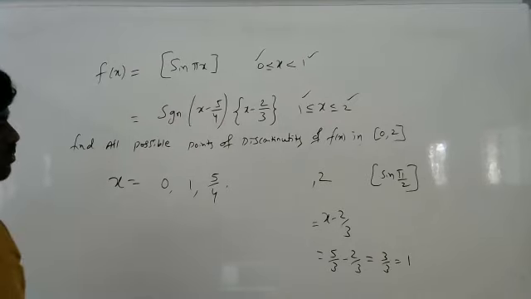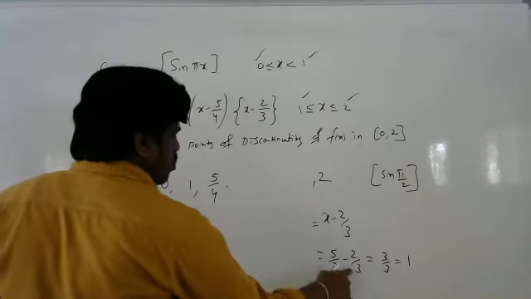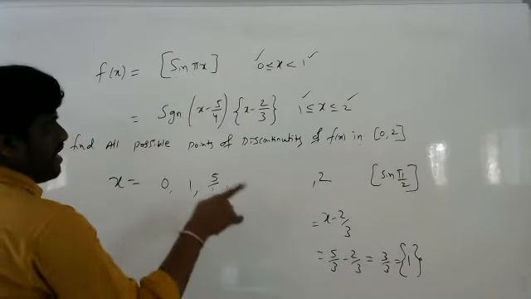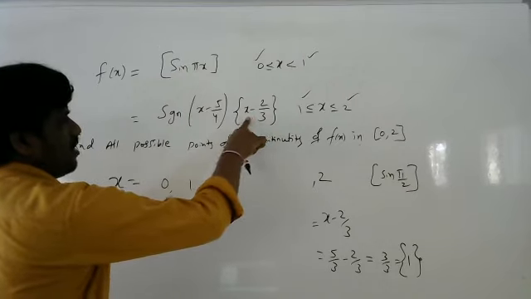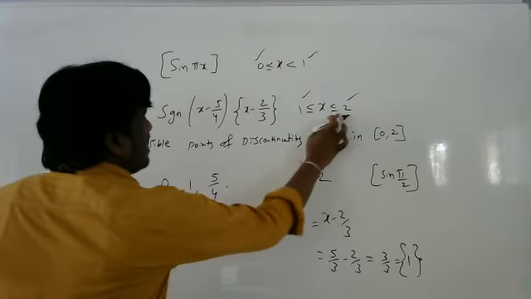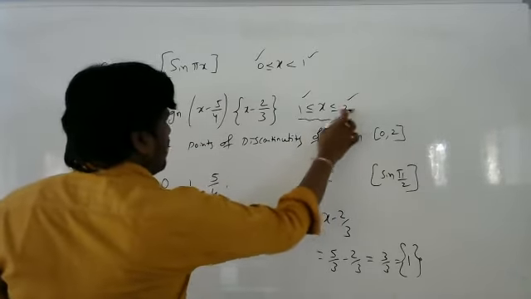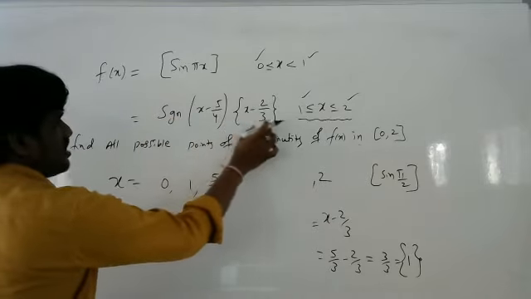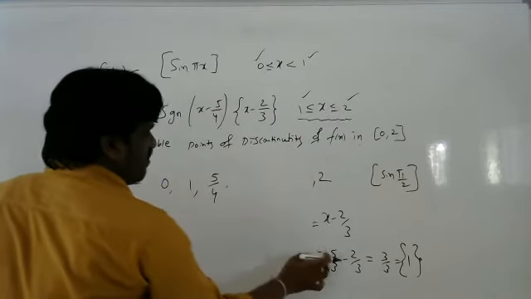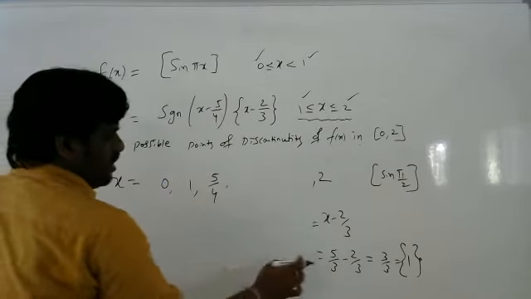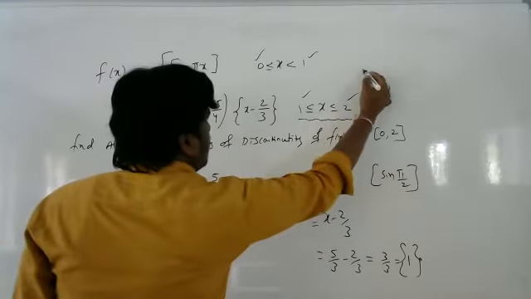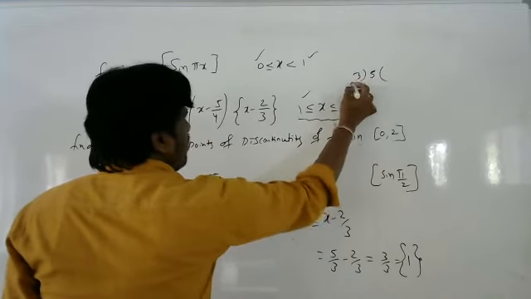Okay, so 5 by 3 minus 2 by 3 is 3 by 3, that is 1, so you get the fractional part of 1. You have to check till 2. That x value should be contained in this interval, because the signum function is defined in this interval only. You have to check only in this interval. So is 5 by 3 contained in this interval or not? You have to check.